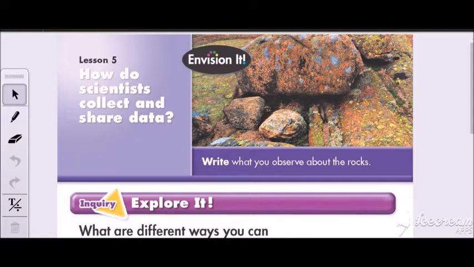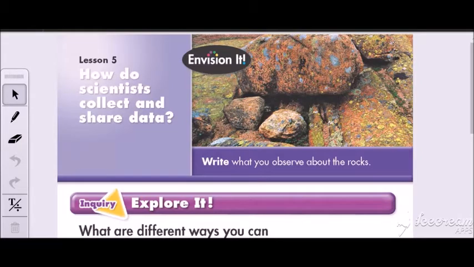And today, inshallah, we will study how scientists collect and share data. By the way, in this picture, there are some rocks. What do you observe about the rocks? What do you observe about the color, the shape, the size, and others? What will you do after you observe the rock? You're going to collect data and record it.